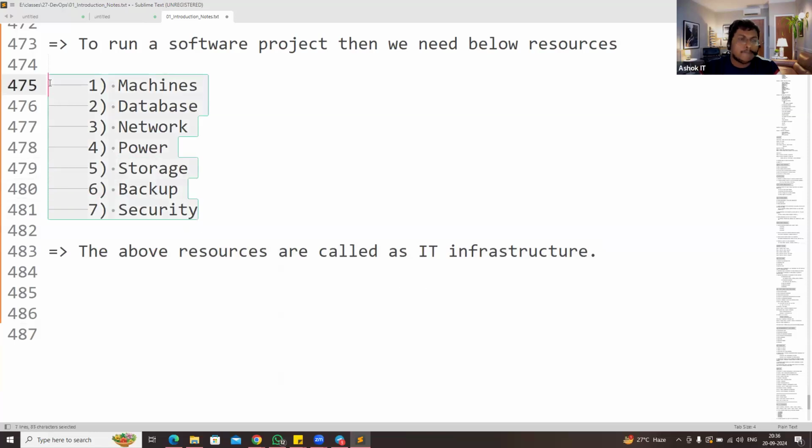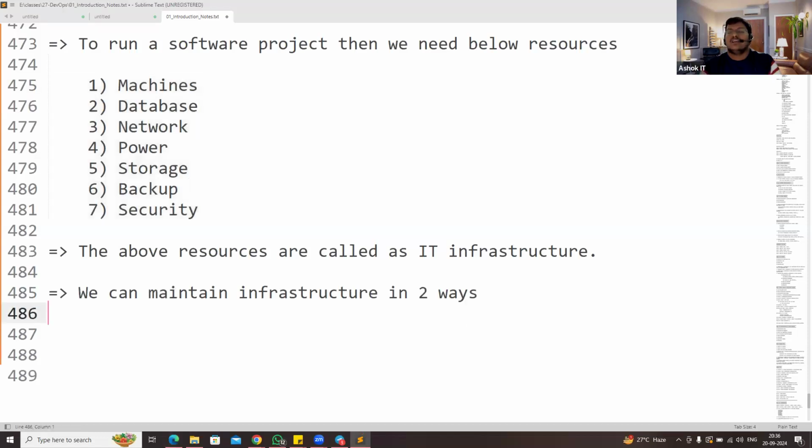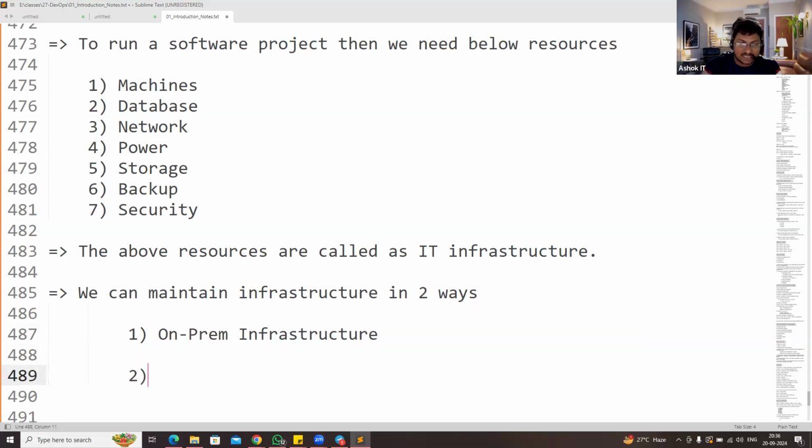Then how to manage this infrastructure? We can maintain this infrastructure in two ways, guys. Whatever the infrastructure is required to run a project, we can maintain it in two ways. What are the two ways? One is called on-prem infrastructure. Then the second one is cloud infrastructure.